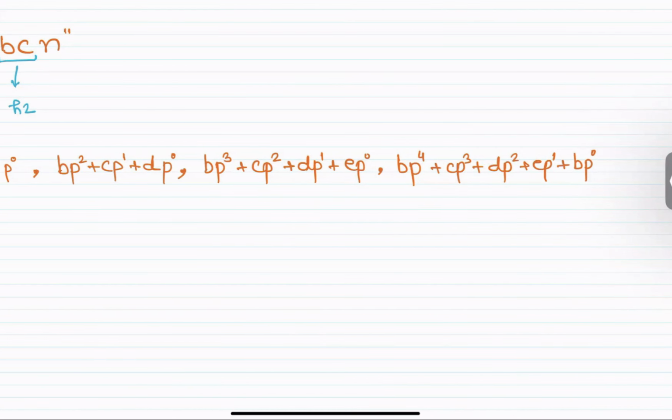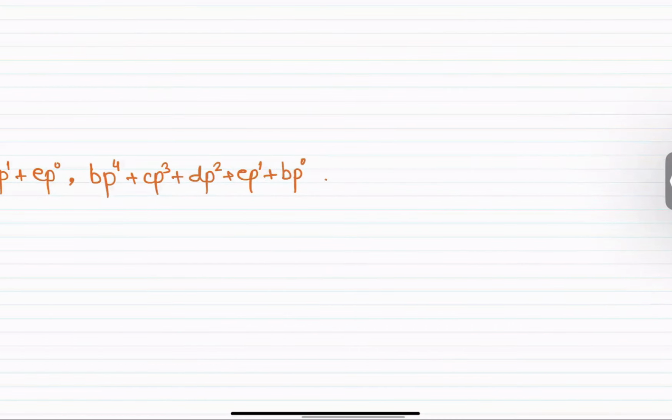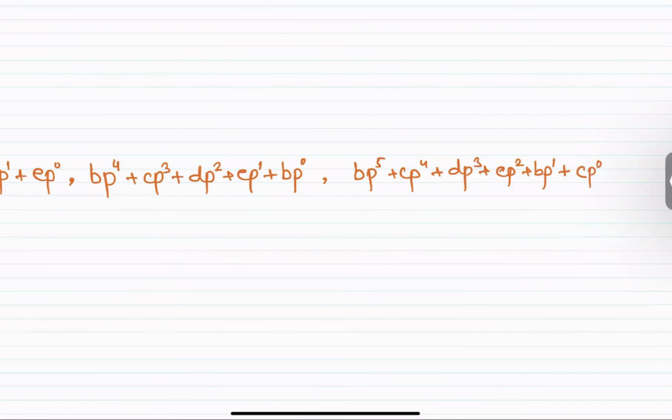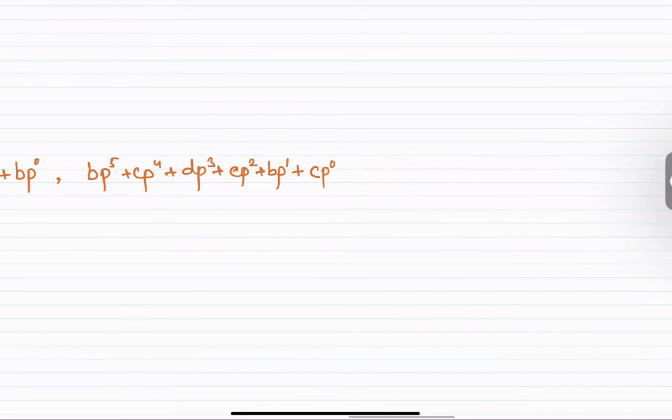Okay, we have come till B. Let's include two more characters. The next character was C, so we will say BP5 plus CP4 plus DP3 plus EP2 plus BP1 plus CP0. Yeah, BC was the next character. And last is N, so let's write for N also.